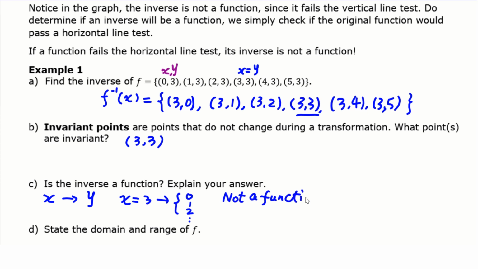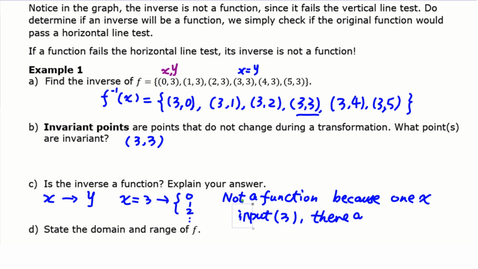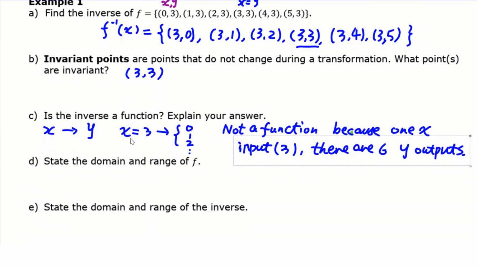The reason is that one x corresponds to, because one x input, three, they are 6, y outputs and not the same. So that is the reason it is not a function. A function must be certain. If you have one x, then you have only one y.